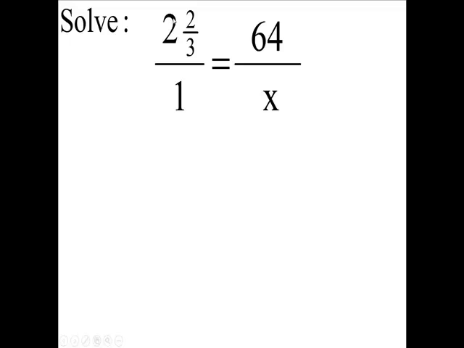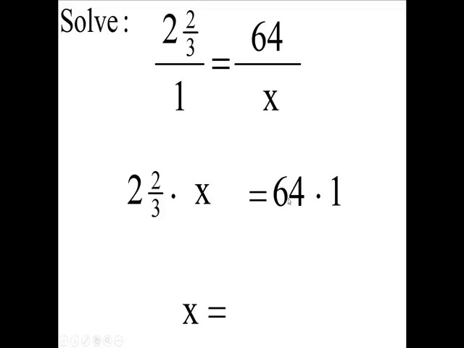All right, and we're going to go 2 2/3 times x. 2 2/3 times x. We're cross multiplying. This times this equals 64 times 1. So you cross these, set them equal. All right, so I have 2 2/3 times x equals 64 times 1. Now, 64 times 1 is 64.